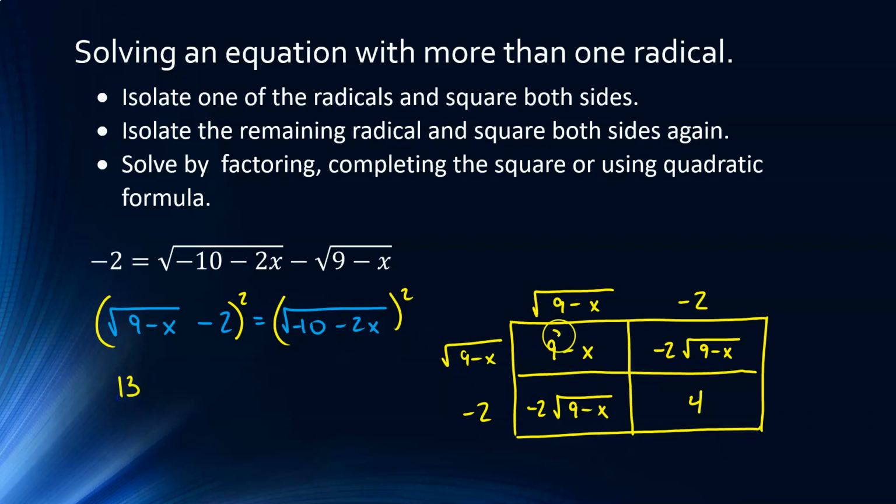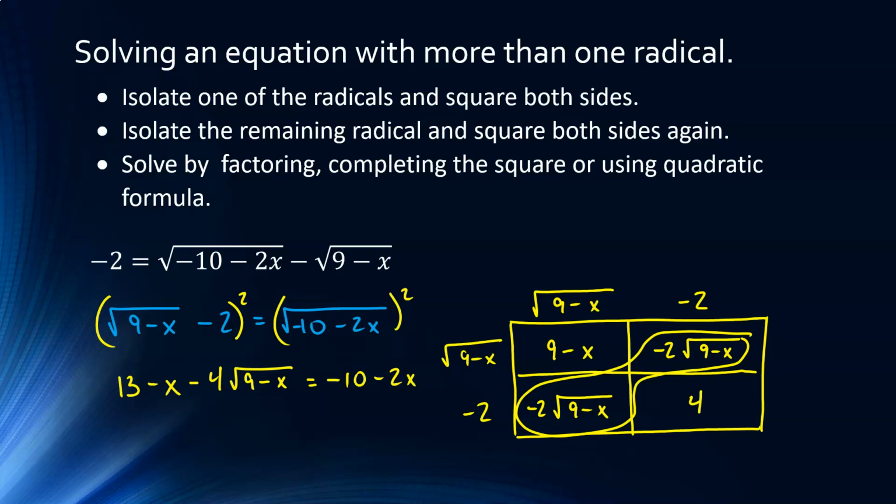I'm adding these two together. So 9 plus 4 would be 13, and then we're going to have minus x. Then I'm going to combine these like terms. Now the square root of 9 minus x is kind of like a variable. So we would just combine the 2 terms outside, the negative 2 and the negative 2 that are outside of there. Like if I had negative 2a minus 2a, it'd be minus 4a. So this will just be minus 4 times the square root of 9 minus x. Equals on the right side, by squaring it, I remove the radical, so we'd have negative 10 minus 2x on the right.